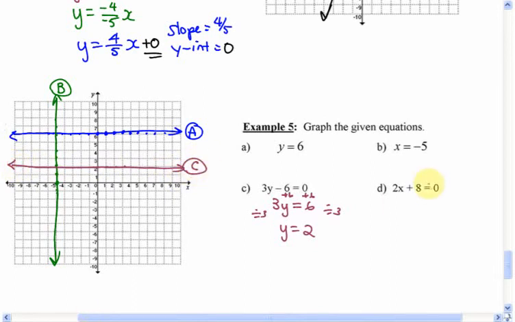And last but not least, 5D. 2x equals -8. We'll divide both sides by 2. -8 divided by 2 is -4. So -4 is here. How about the red line like this? Okay. And there you have it, ladies and gentlemen.